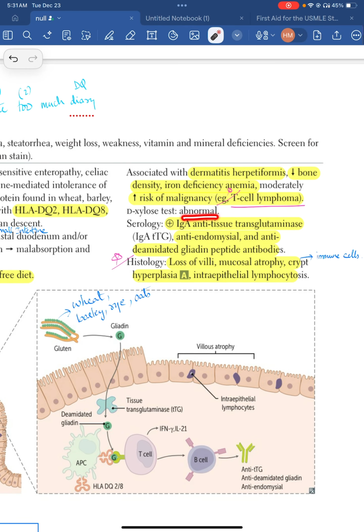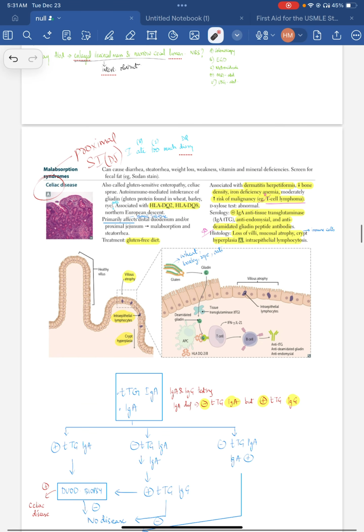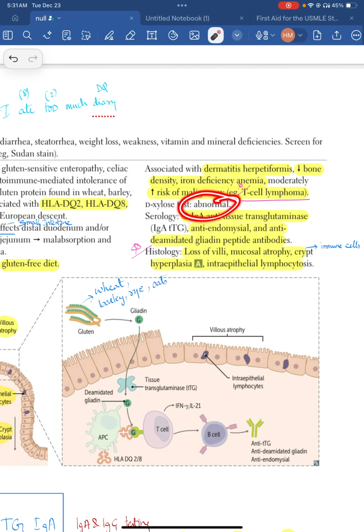D-xylose test is abnormal. We said for the D-xylose test to be normal, your villi mucosa should be healthy. But here villus atrophy is there, the mucosa is not healthy, so it cannot absorb D-xylose. That's why it comes out abnormal. Carbohydrate malabsorption can be seen.